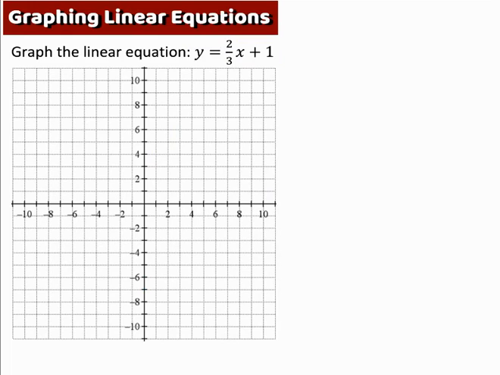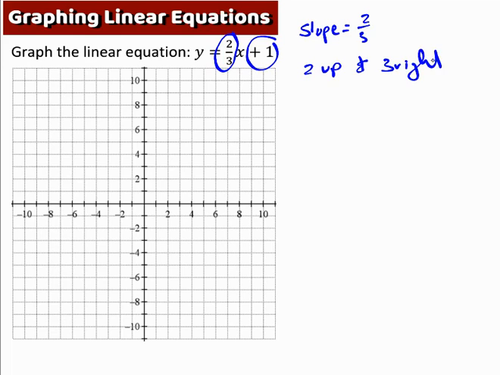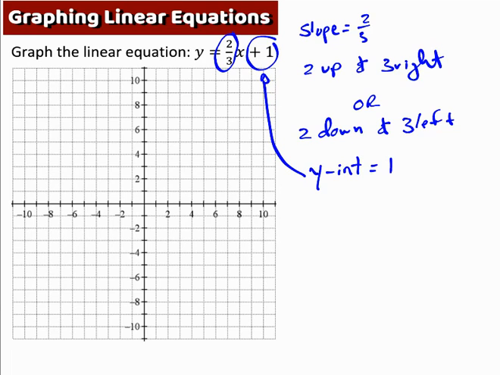Here we have another equation, y equals 2/3 x plus 1. Again, we want to identify the slope and the y-intercept. This slope is already in fraction form, so we know we have to go 2 up and 3 to the right, or 2 down and 3 to the left from a known point. Our known point is the y-intercept, which is equal to 1. So we go to the y-axis, plot a point at 1, and from there we can go 2 up and 3 to the right, or from our y-intercept we can go 2 down and 3 to the left. And that is the graph of y equals 2/3 x plus 1.